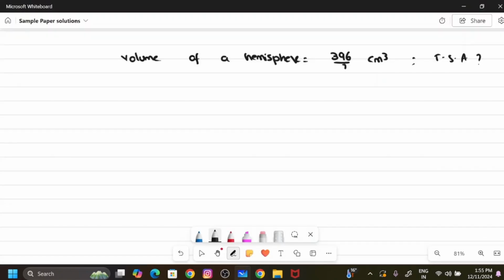Now what is the volume of a hemisphere? What is the formula for the volume of a hemisphere? This is 2 by 3 pi r cube, the volume of a hemisphere. This is given as 396 by 7. So in order to find the total surface area, we need to find the radius. Then only we can find the total surface area. So you can find the radius using this volume. 2 by 3, since nothing has been mentioned about pi, we can take it as 22 by 7, into r cube is equal to 396 by 7.